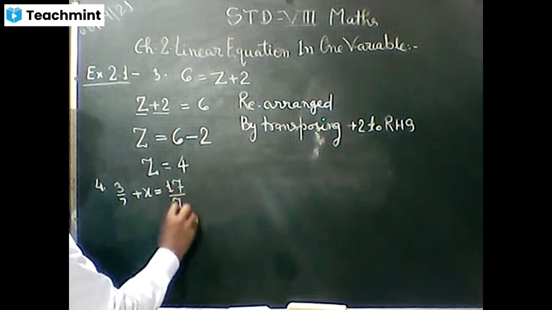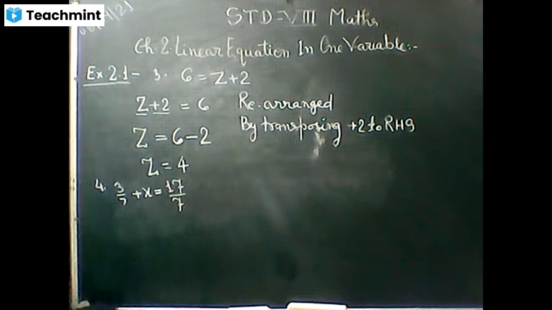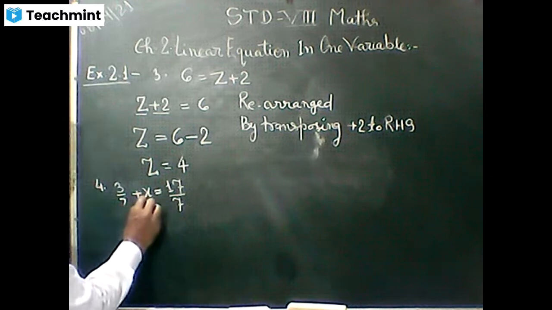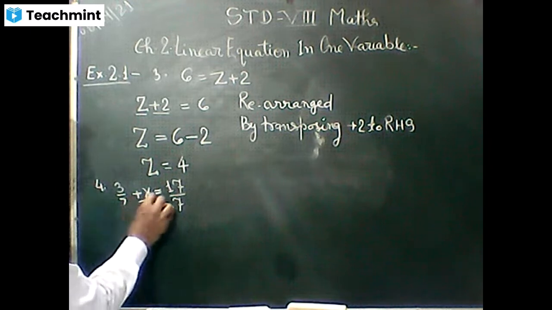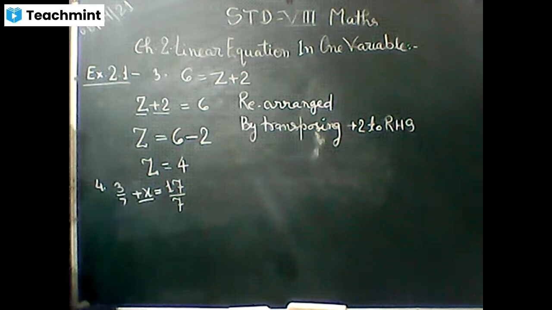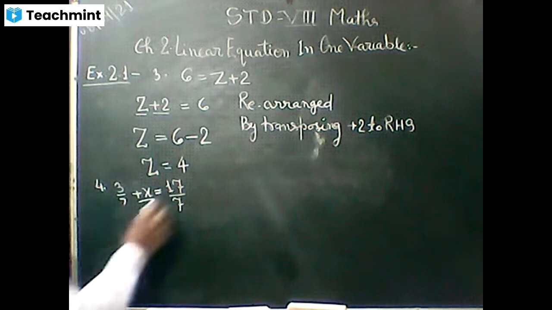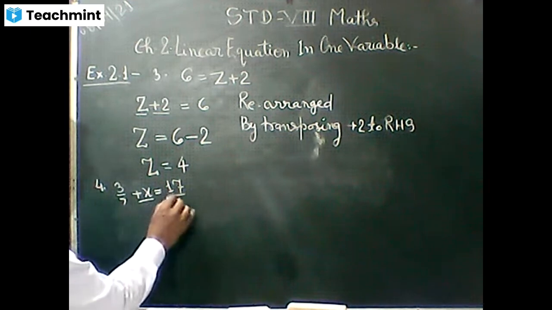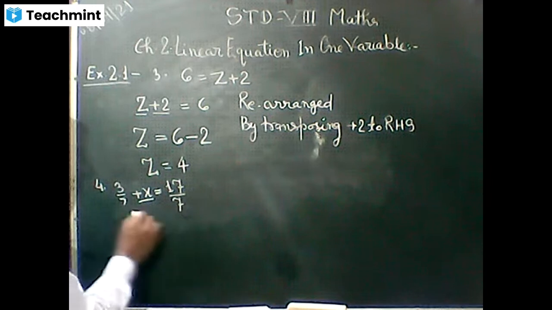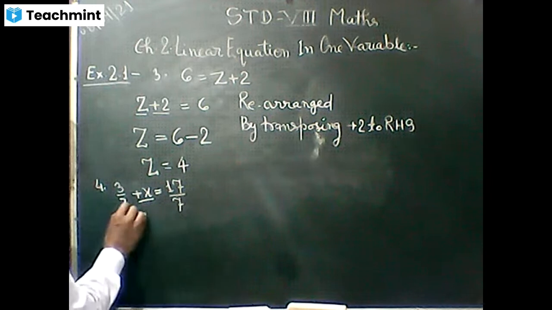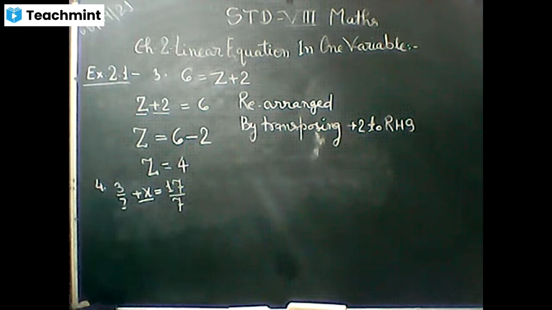17 by 7. So first of all, we have to identify our variable. Our variable is plus x. That is our second term. Our right hand side is 17 by 7 and on the left hand side, the first non-variable is 3 by 7.